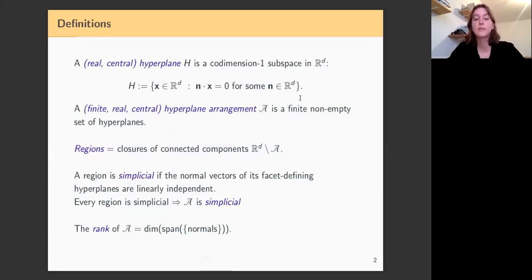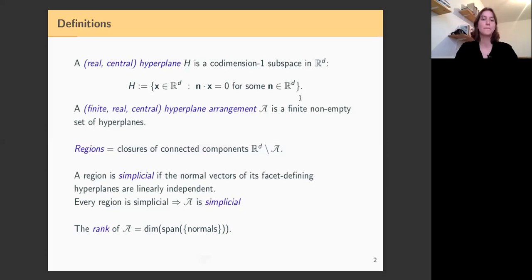And then the rank of the arrangement is the dimension of the span, the linear span of the normals to the hyperplanes in the arrangement. Okay, so that was a lot of definitions pretty quickly. Are there any more questions before I go on?